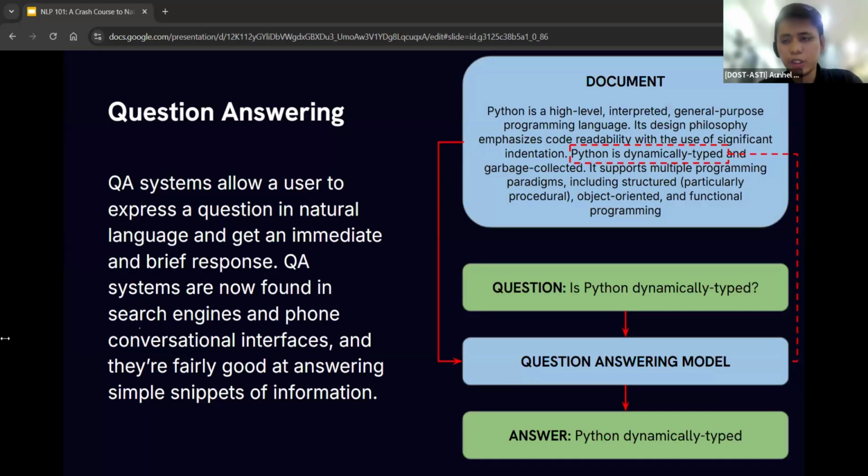Then we have question answering. This is kind of like one of the applications that is very popular these days. You try to upload a document, and then you try to ask the chatbot or the agent, in this case, is Python dynamically typed? Then yes, Python is dynamically typed. So the system answers based on the existing context of the documents. This is also what we call the RAG pipeline, or the retrieval augmented generation pipeline nowadays.